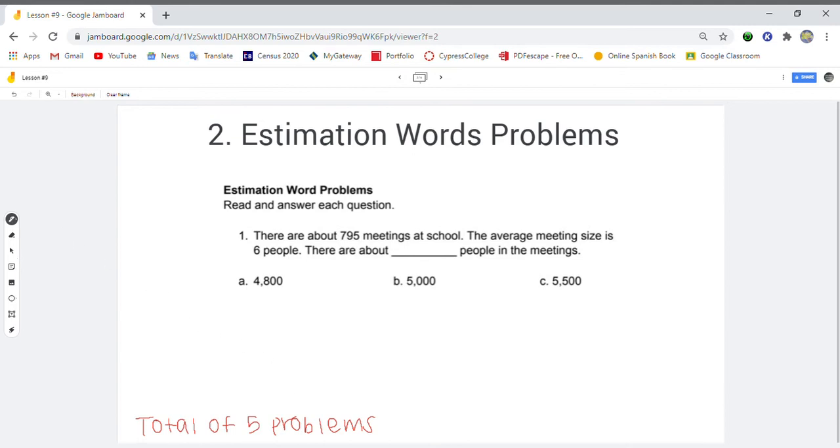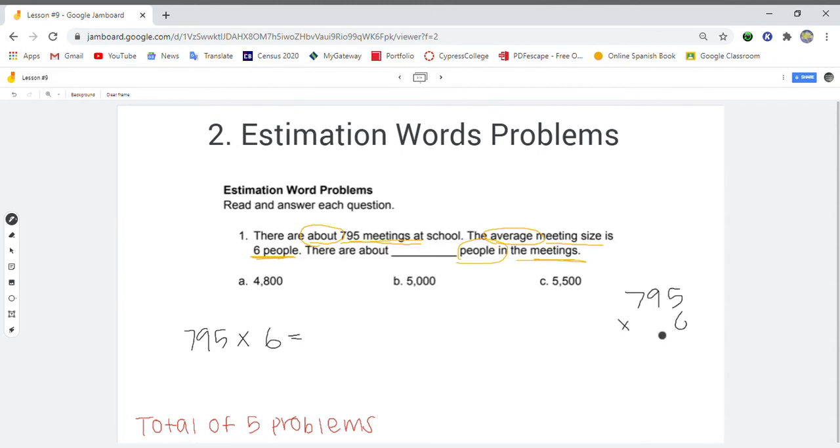So first of all, they give you that there are 795 meetings, and we see the word about, so that means it's an estimation problem. It says the average, which also implies estimation. Meeting size is 6 people. So we're trying to find the number of people in the total meetings. If we're given 795 meetings and 6 people, then to find the total number of people, we need to multiply these two together. So we can do it over here.